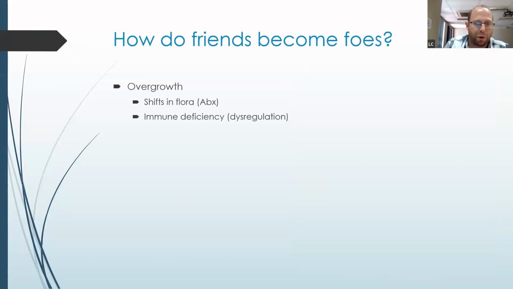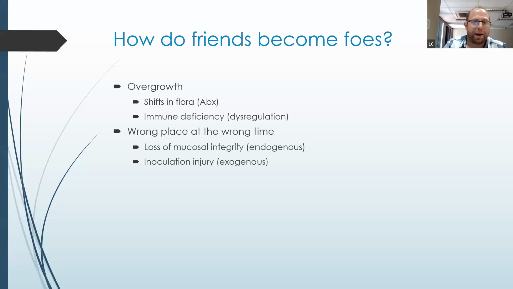Well, number one, overgrowth. If you have shifts in flora, for example, taking antibiotics, and Clostridium difficile, which I won't be discussing today for the sake of time, is a good example of that. Number two, immune deficiency or dysregulation, which allows a more permissive environment, potentially overgrowth or dysregulation of a number of varying species and potentially invasiveness.